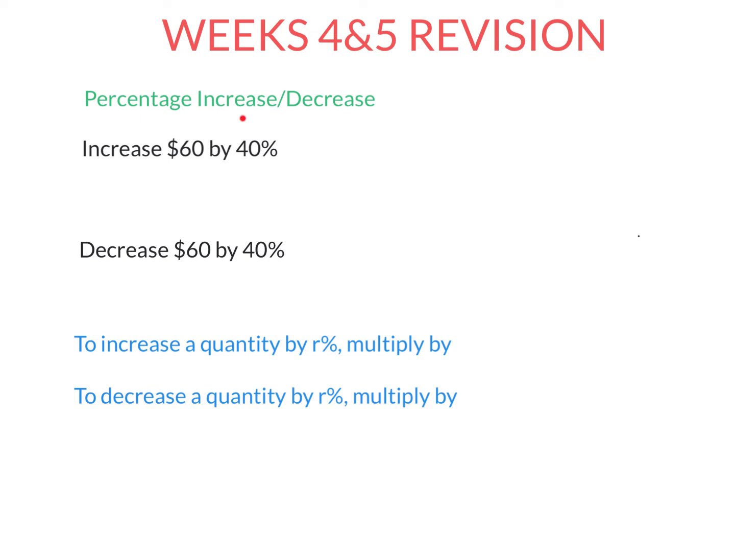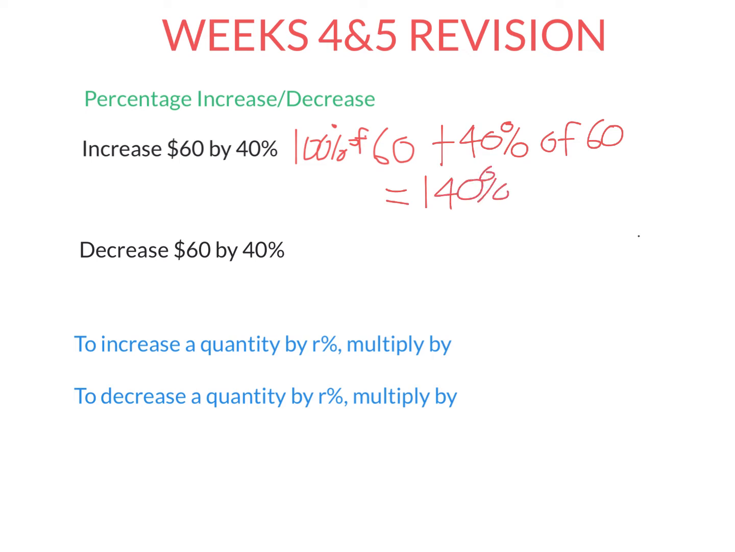So we started by looking at percentage increase and decrease. We need to be able to take a quantity like $60 and increase or decrease it by a certain percentage. So if I want to increase $60 by 40%, well, notice that 100% of 60 is 60. So what we're really doing here is we're taking 100% of 60 and we're adding 40% of 60. So really, what we're doing is we're finding 140% of 60. And 140% of 60 is just 1.4 times 60, which is $84.